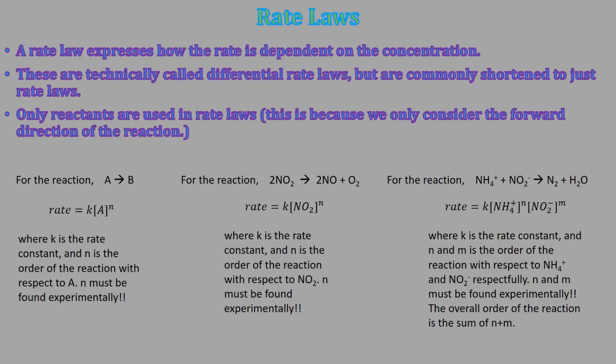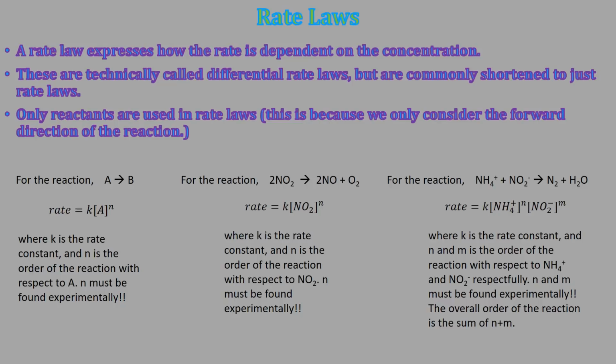Only reactants are used in the rate laws. This is because we only consider the forward direction of the reaction, but I like to think of it as the only part of the reaction that we really have control over. We don't have control over the products. We can put more reactant in, we can take reactant out, but we cannot control how much product is in there unless we're removing product as the reaction goes forward, which is something we'll talk about in a later unit.